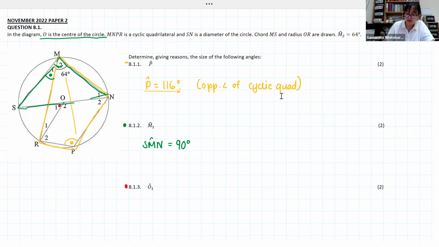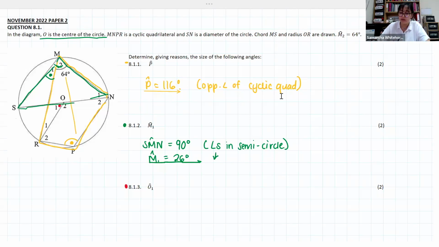You don't have to write this down. You can go straight to your answer. I'm just laying it out because of angles in semicircle. And because I know that the whole thing must be 90, and I already have 64 degrees of that 90, if I subtract 64 from 90, I get M1. And so M1 is equal to 26 degrees. You could just go straight to your answer with this reason, angles in semicircle. You don't need to write SMN equals 90. I was just really being clear about what was going on.